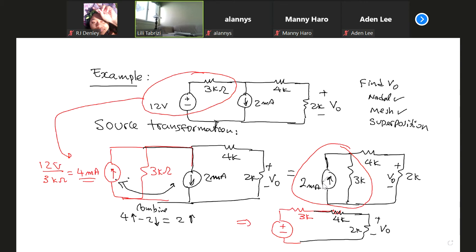So I'm changing this parallel to series again. Okay, for parallel to series, the resistor remains the same. Resistor doesn't change. The current becomes voltage. How? 2 milliamp times 3 kilo ohm. So it's equal to 6 volts. This is going to be 6 volts.